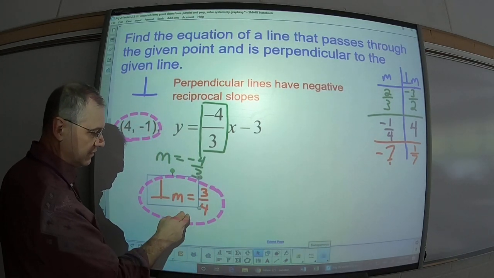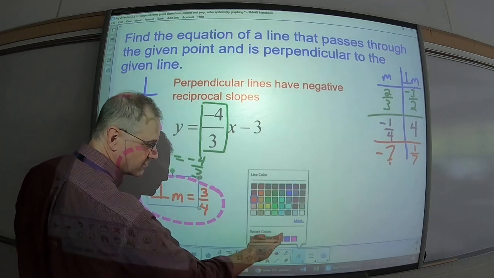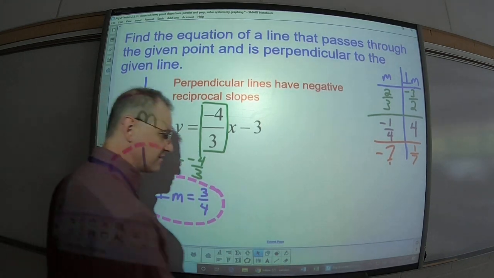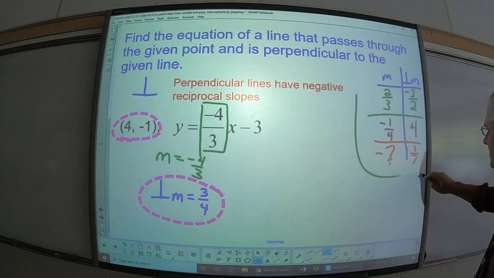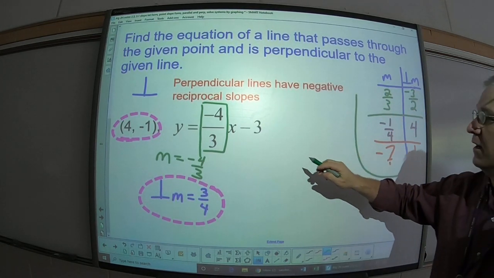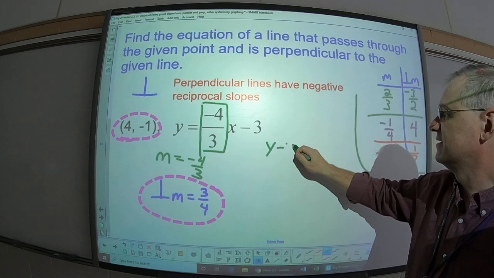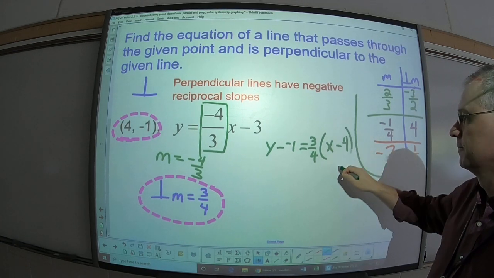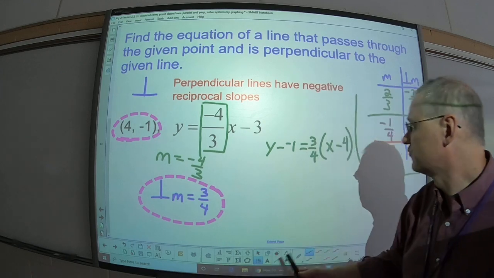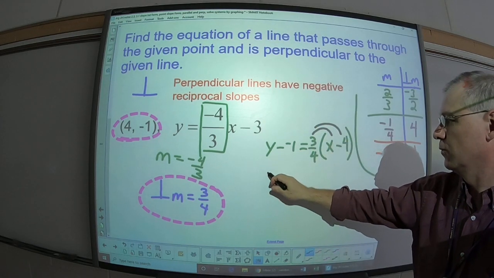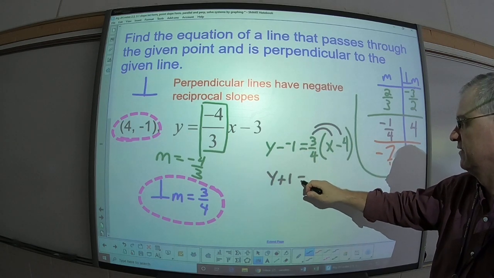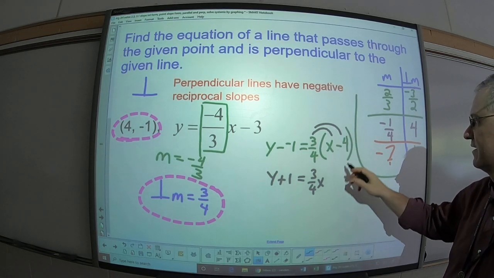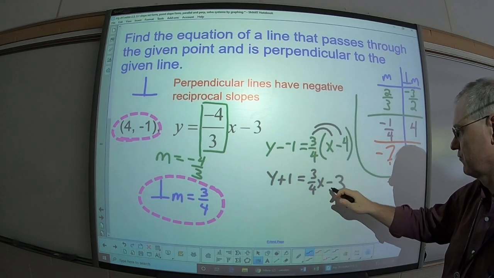Now, I don't like that color mixed with the other one, so let's change that. It's much nicer. Okay, so let's go ahead and do that. This is separate, that's not part of this problem. Y minus -1 equals 3/4 times x minus 4. I can go ahead and distribute. This is y plus 1, double negative, 3/4 x, and 3/4 times -4, the 4 is canceled, -3.